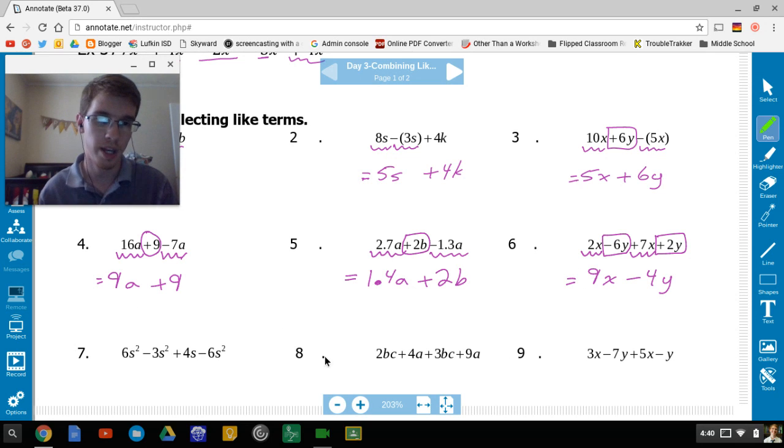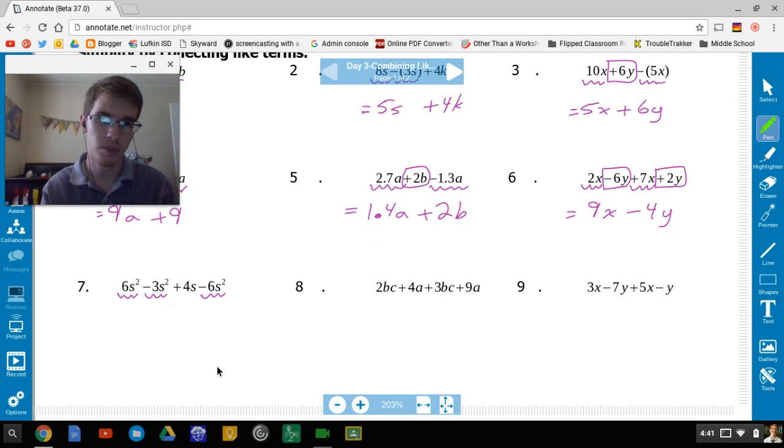Okay, next we have 7. Here's where the exponent's going to be important. So we have 6s squared minus 3s squared minus 6s squared. So those three are going to go together. We know we're going to have an s squared, but we need 6 minus 3 minus 6. So that's negative 3. So negative 3s squared, plus, it's all by itself, plus 4s.